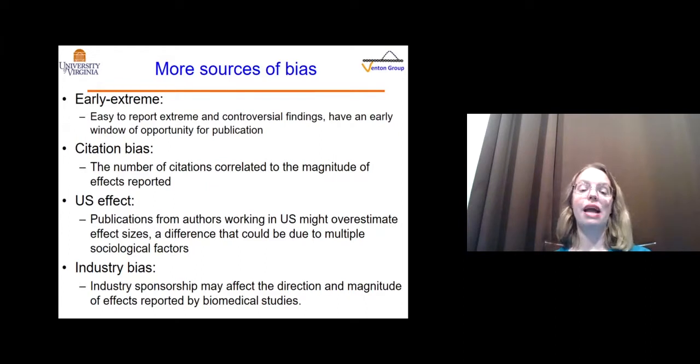And then industry bias. Again, we talked about this a little bit with conflict of interest, but industry sponsorship might affect the direction and magnitude of the effect, that they push people to find an effect for their drug or for their medical device, that kind of thing.